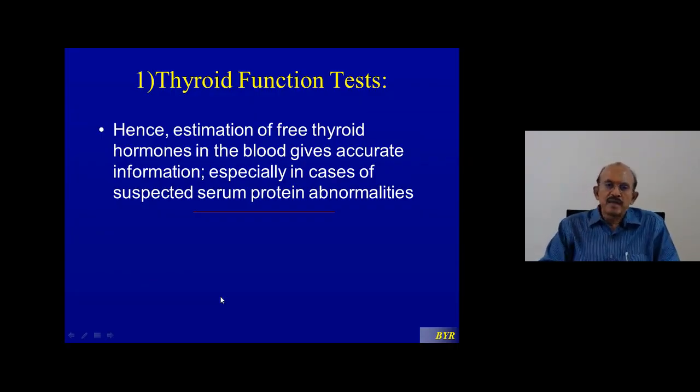So, for example, a pregnant woman comes. If you want to check the thyroid, you must always go for free thyroid hormone estimation, not the total thyroid hormone levels. Because the serum proteins are usually increased, you usually get a false high result. When you look at those false high results, you will interpret it as thyrotoxicosis. Hence, to prevent that problem, you must always check the free thyroid hormones.